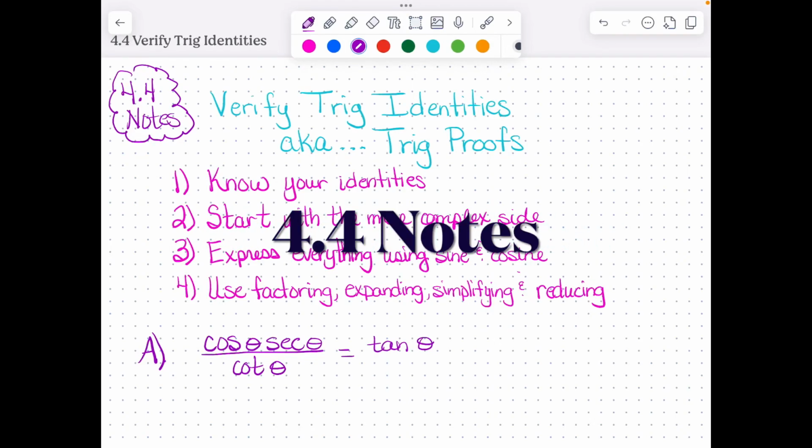Right, today's notes are on verifying trig identities, which is actually trig proofs. So some simple things we're going to work on together and talk about how to go about them. Sometimes the way you would do it might be a little different from the way your peer would do it, and I'll explain that in just a minute. But you've got to know your identities. Using your trig identity sheet is going to be very important.